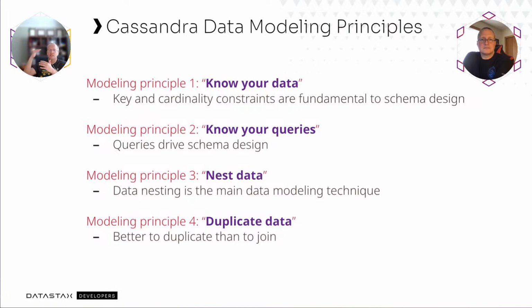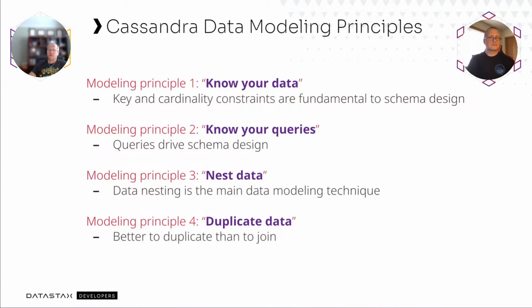That's one nesting mechanism. Another nesting mechanism would be the set and list and map, the data types that we've seen just recently. But those data types are for very small data sets. So you don't want to have more than 100 values in a list or set. While with clustering columns, you can nest thousands of rows into the same partition.